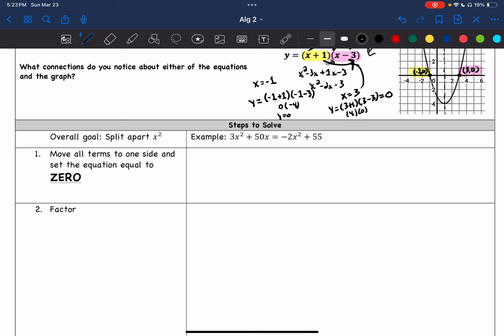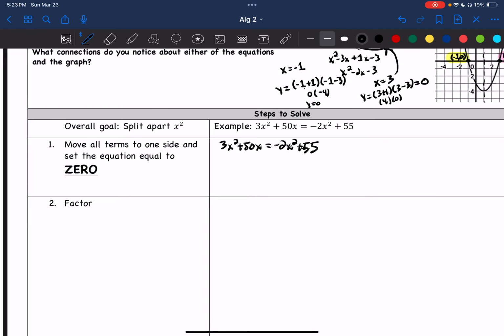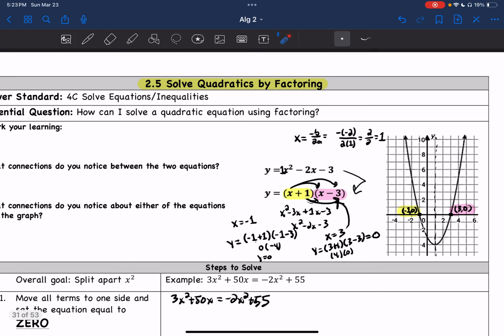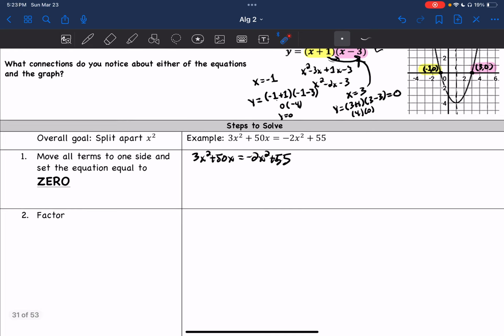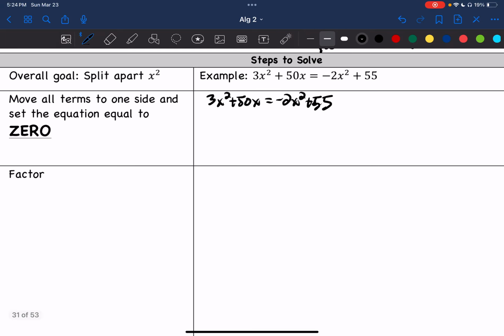So if we start off with something like this, 3x squared plus 50x is equal to negative 2x squared plus 55. First thing we want to do is move all of the terms to one side so that the equation is equal to 0. Once we have it equal to 0, then we know if any of the factors are 0, then that's a solution to our equation. So how are we going to do that?